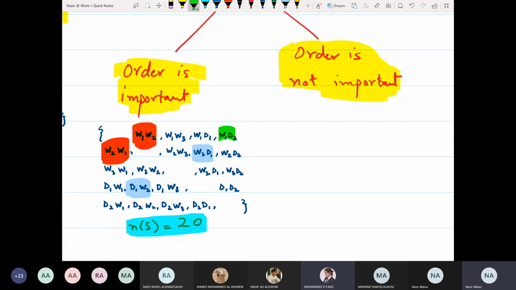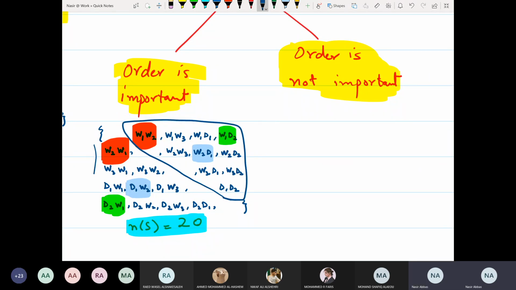D1 and D2, D2, D1. So as you keep looking, you will notice that the upper triangle is a mirror image of the lower triangle. There is this upper triangle and there is this lower triangle. As you keep highlighting, you will get to know that the upper triangle is basically a mirror image of the lower triangle. You will see every element of the upper triangle is repeated in the lower triangle in a different order.